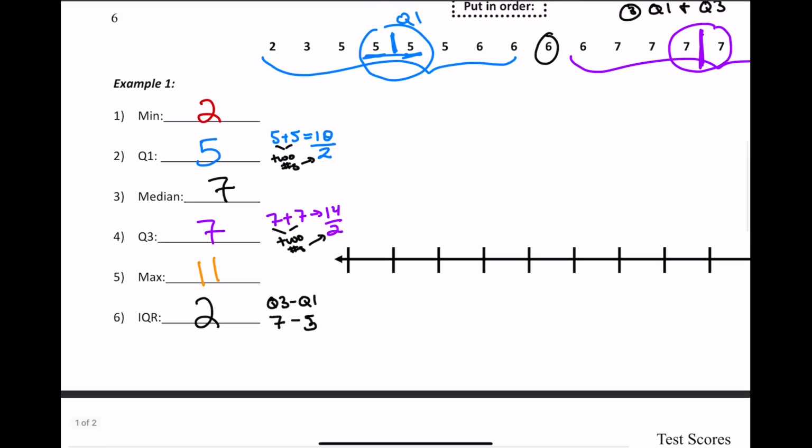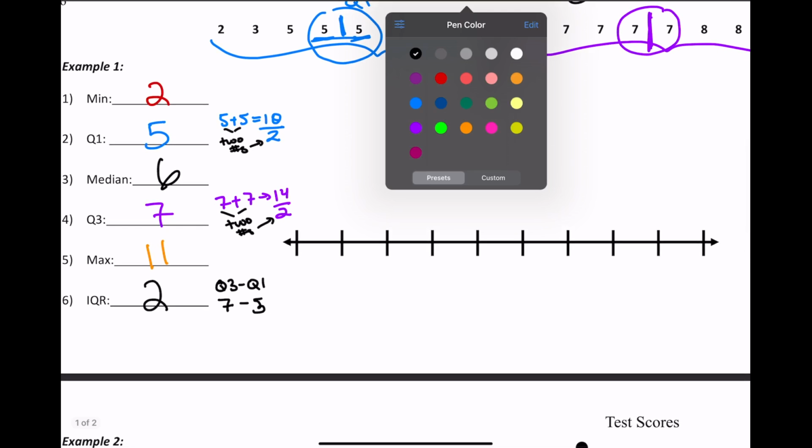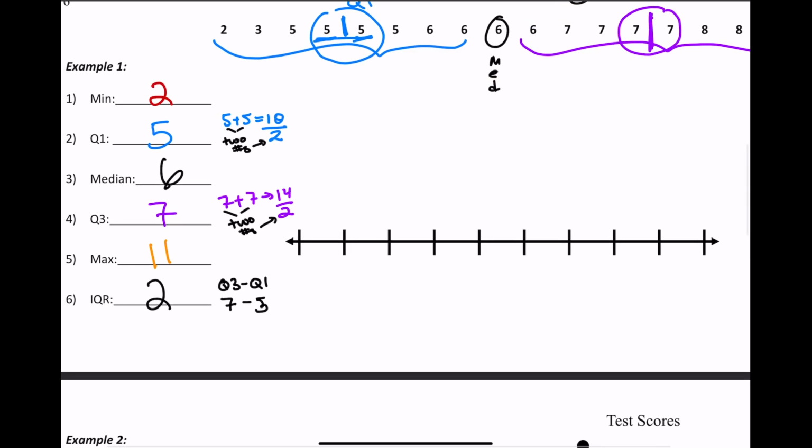All right, so here's all of our data, but hold up. This was a 6, you guys. Nobody said anything. This was our median. My goodness.